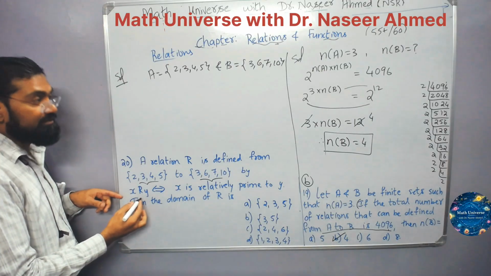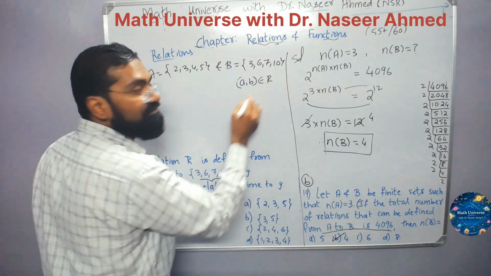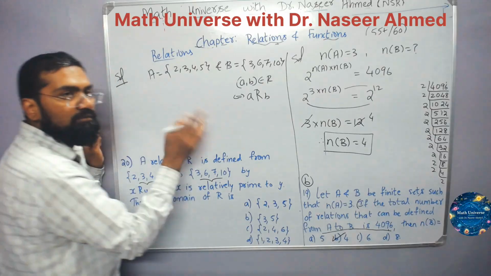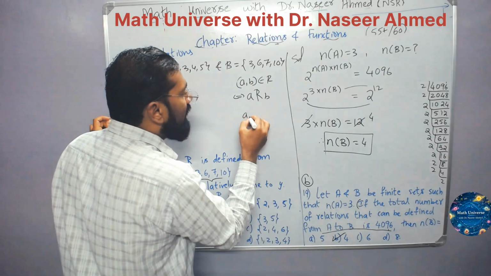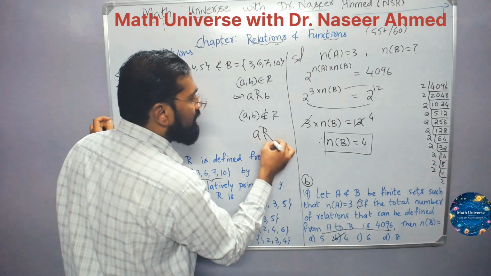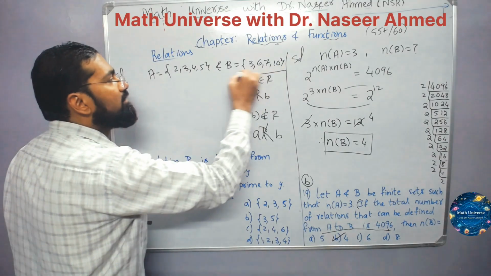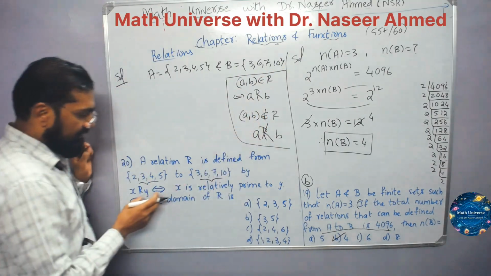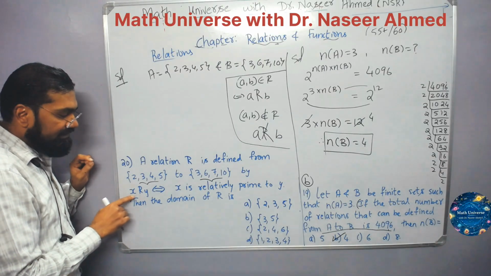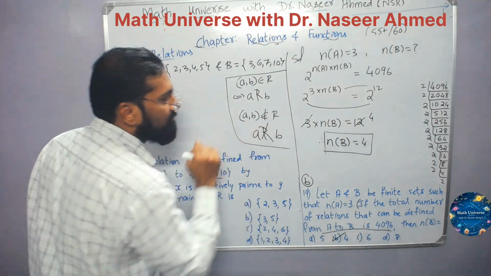X is related to Y. Be careful what we write now: A comma B belongs to R is the other way of saying A is related to B. Both are the same. And if A comma B does not belong to R, we write this as A not related to B, with a slash over R. Remember this point, so that you are not confused if they give it in this form. In place of writing X comma Y belongs to R, they are saying X is related to Y.